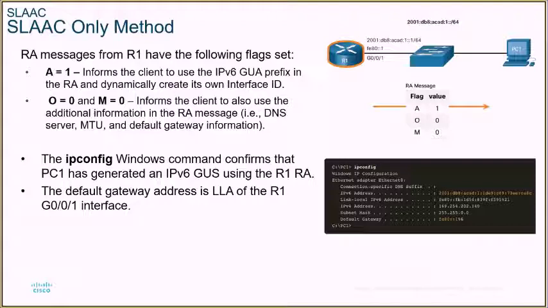The ipconfig Windows command confirms that PC1 has generated its GUA. And so here it is there. And of course, it still shows your link local address.